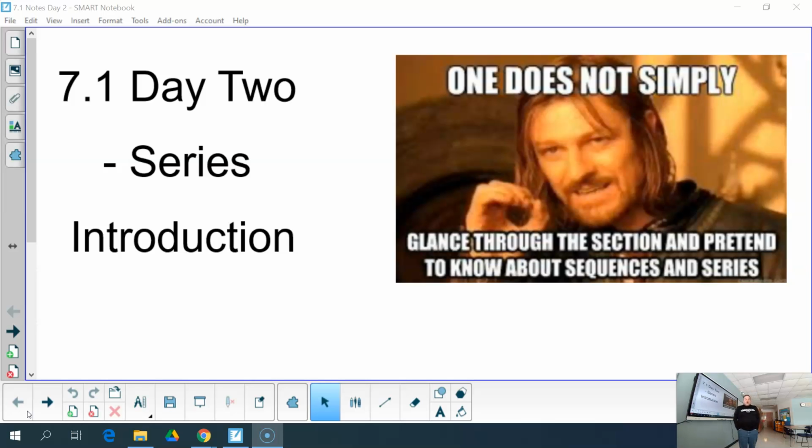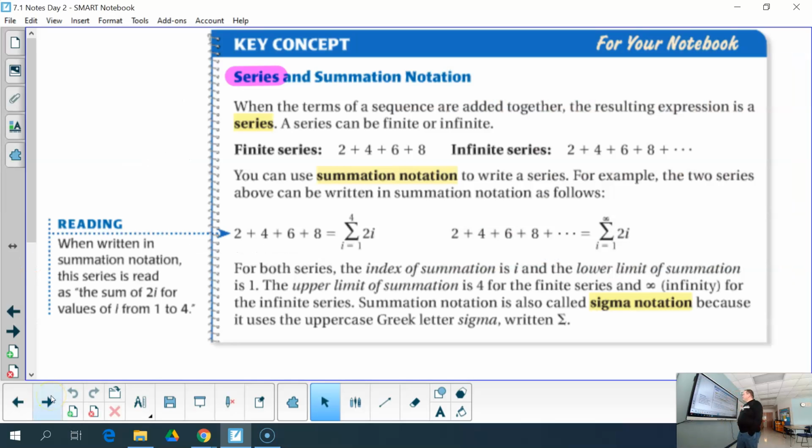Today we're going to be talking about the second part of sequences, and that is series. We're going to talk a little bit about series and the difference between a sequence, which is very similar, but there's one key difference. So a series is when you take all of the terms and you add them together.